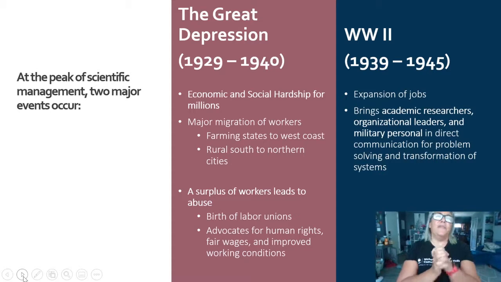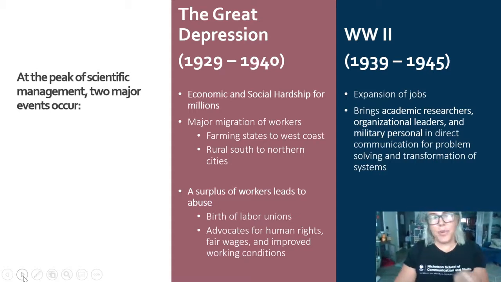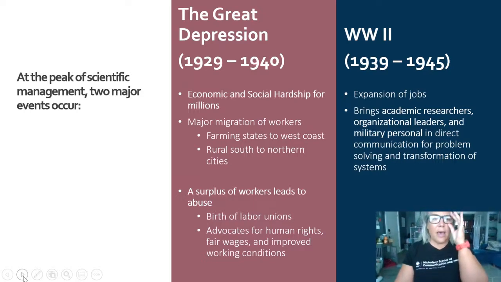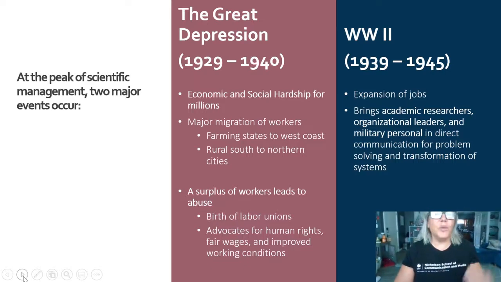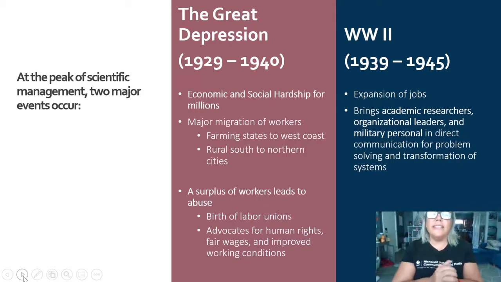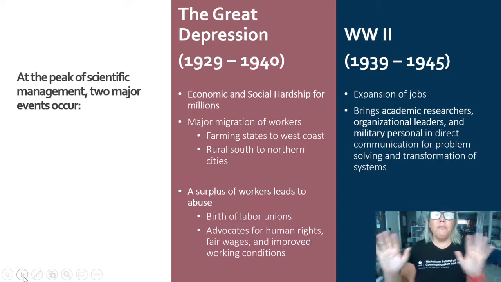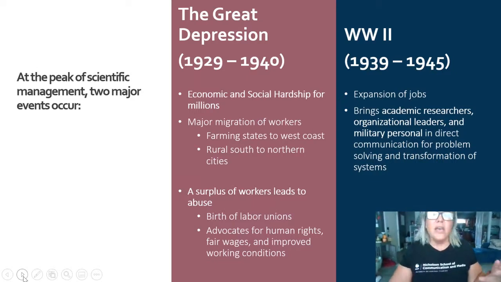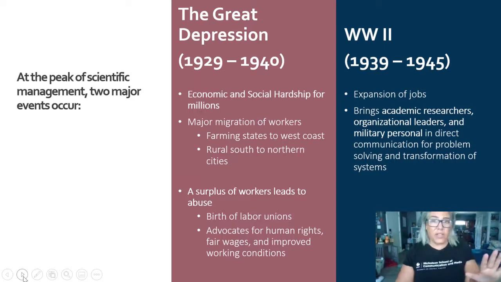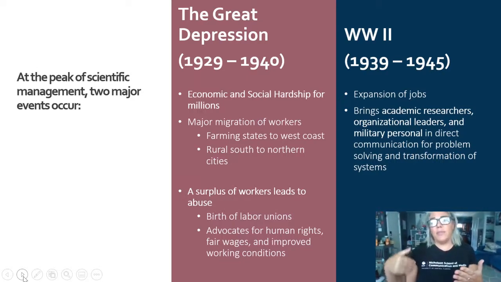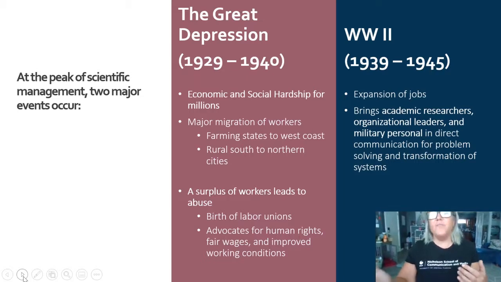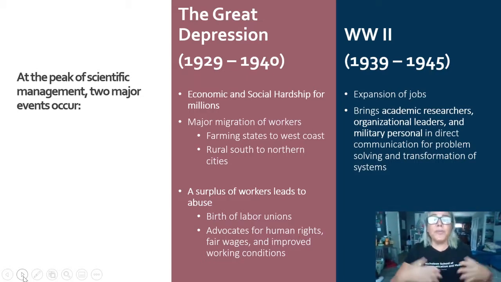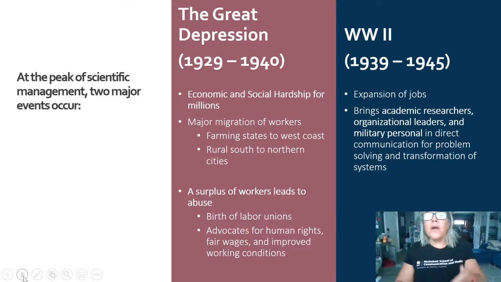So at the peak of scientific management, there are two major events. The first is the Great Depression, 1929 to 1940. This is, of course, after the Spanish flu and that pandemic. There's economic and social hardship for millions of people. This causes a major migration of workers. So the Midwest had a major migration to the West Coast because of droughts and social hardship with farming, and the rural South had a migration to northern cities to look for work in industrialized states. This led to a surplus of workers, and a surplus of workers often leads to an abuse of workers. And during the Great Depression was the birth of labor unions.